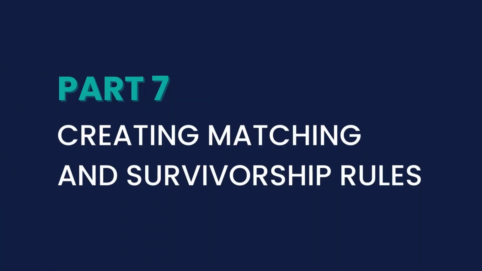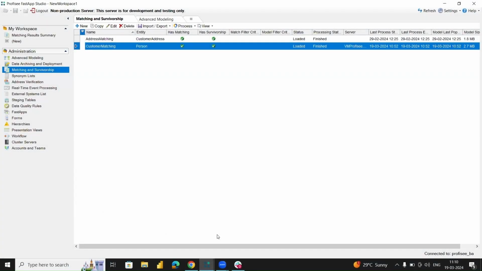So in this video, we will explore how to create matching and survivorship rules to manage duplicate customer data and ensure the consolidation of records into a single master record. So let's jump right into it. First of all, we will see how to create matching rules for the person information.